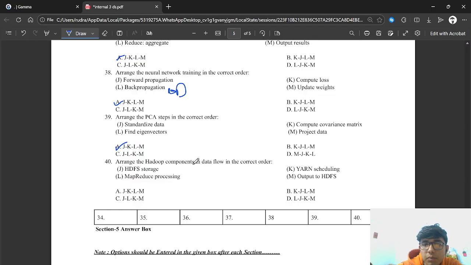Arrange the Hadoop components in data flow in the correct order. Again, option number 1 is correct. We start with HDFS storage, then there is the scheduling, the resource negotiation, then MapReduce parallel processing, and then we have the output right inside the HDFS.